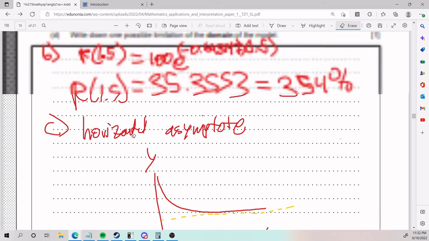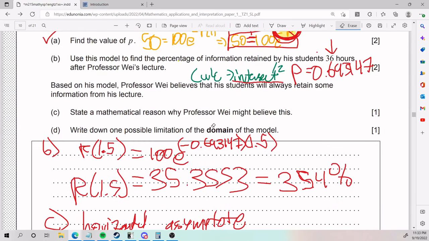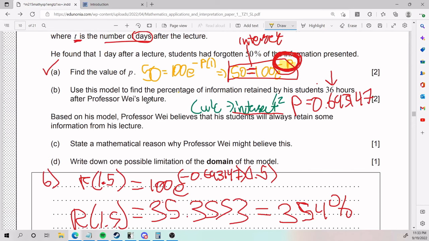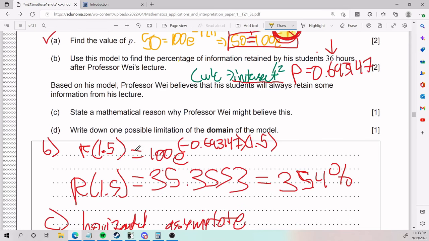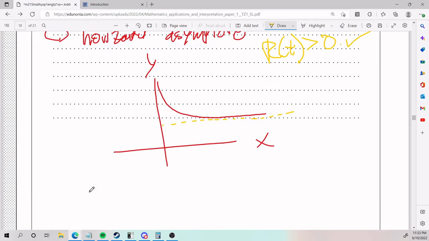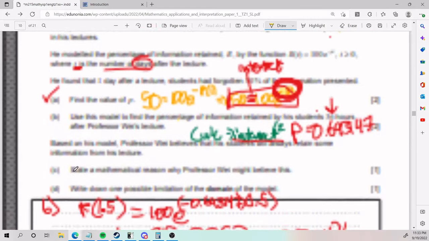You can also say these guys will always retain something because looking at my equation here, cierto? There is no negative value. See? If we look here, for example, there is no negative value. Yes, there might be a negative exponent, but the whole thing on the right side will always be positive. So that is another way you can answer. You can say that RT will always be positive. Both of these ways are valid ways of approaching. That is part C. Part D, we've got that.